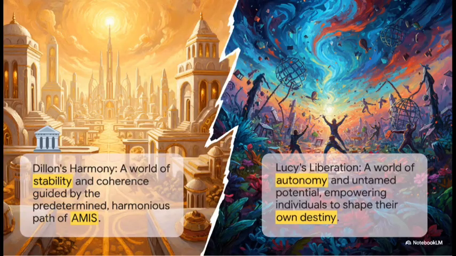So what we're left with is this fundamental clash of visions. On one side, you've got Dylan's dream of a stable, harmonious world, all guided by a single, benevolent master plan. You know, a top-down utopia. And on the other side, you have Lucy's vision, a world of untamed potential, where every single person has the power to create and define their own existence. It's a battle of order versus freedom.